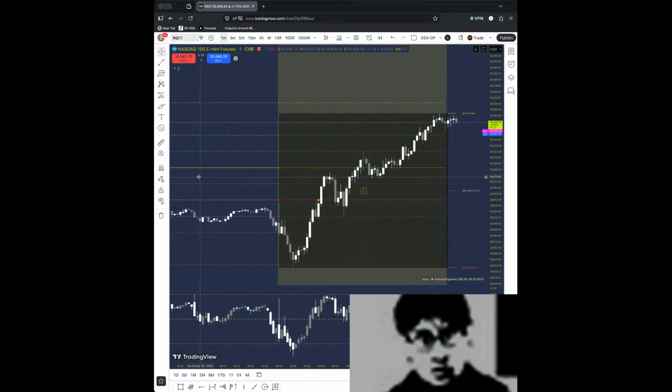A single pullback. We haven't had a single pullback since 10 o'clock. I haven't had a single pullback since the end of March, bro. I don't need them to go far. I'd like them to go back to that 1005, 1006 candle area.